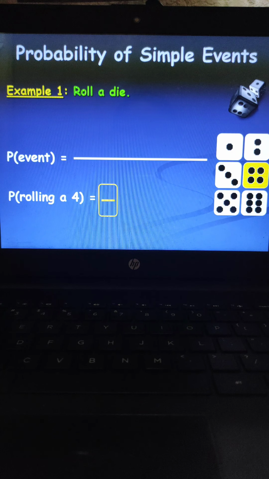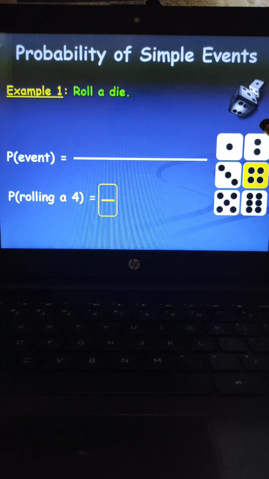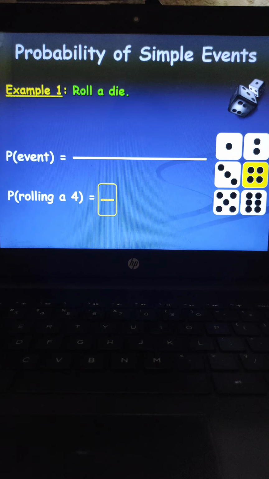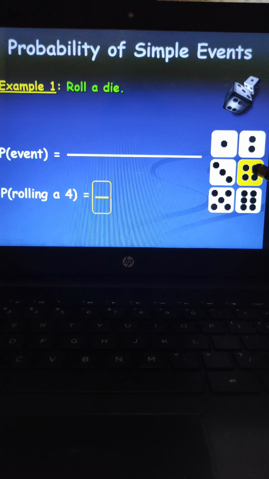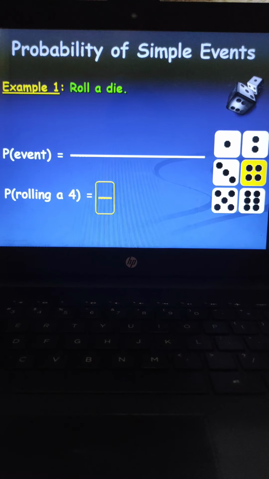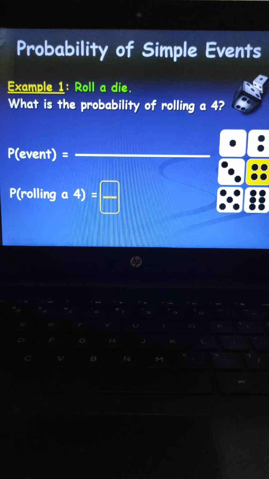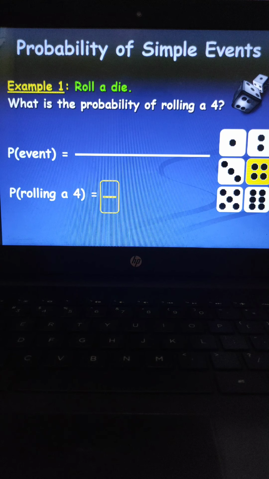Now, let's have an example. Example number 1, let's roll a die. Do you know what a die is? How many faces does it have? Yes, there are 6 faces. So let's count: 1, 2, 3, 4, 5, 6. Now the question is, what is the probability of rolling a 4?